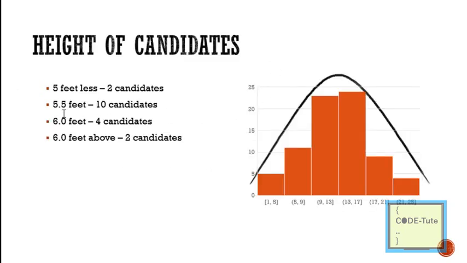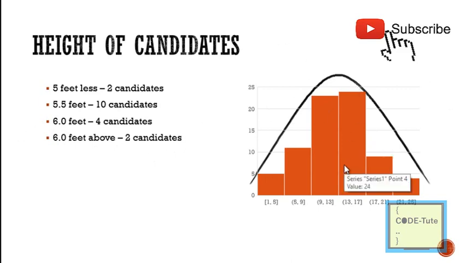So here, as you can see, these are the heights of candidates. There are 2 candidates whose height is less than 5 feet, 10 candidates who are 5.5 feet, 4 candidates who are 6 feet, and 2 candidates who are 6 feet and above. So this is the spread of the data, right? This variance will help us to know how far your data is from the mean value. That will help us to know the spread of your data, and as well as you can easily divide your data accordingly.